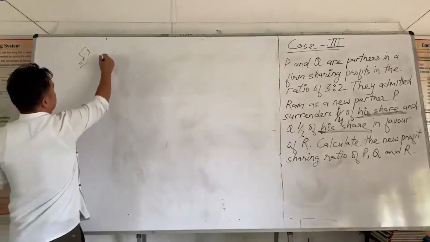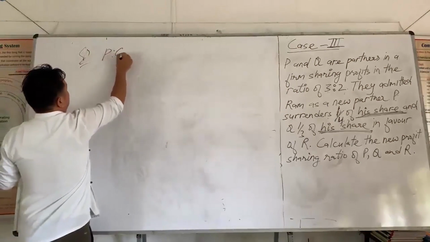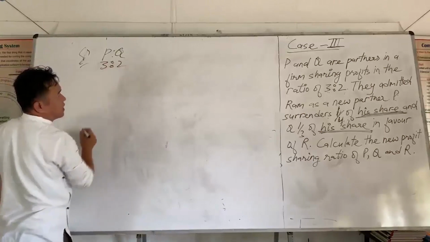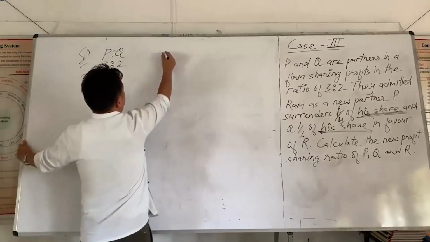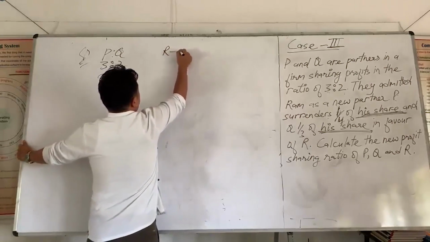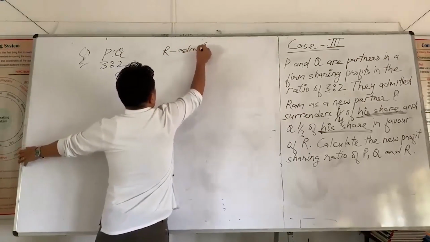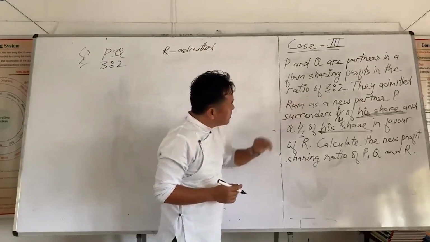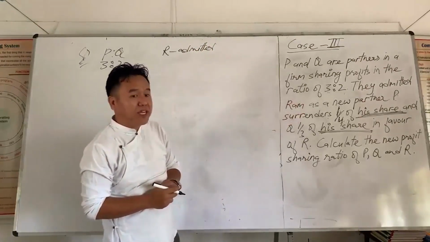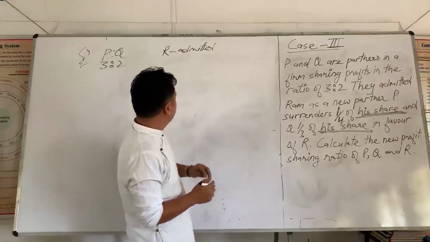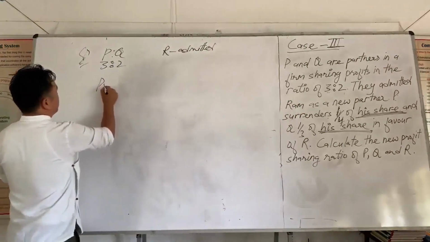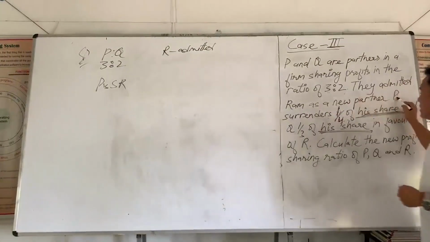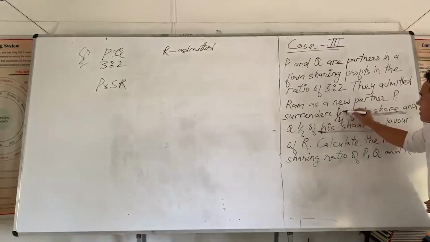So here P and Q are partners sharing profit in the ratio of 3:2. And they admitted whom? Ram. They admitted Ram. So here, the information is given with regard to sacrifice made by all partners. Here, P surrenders or sacrifices 1/4.